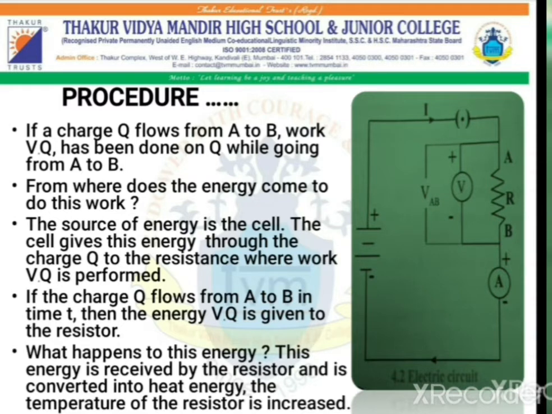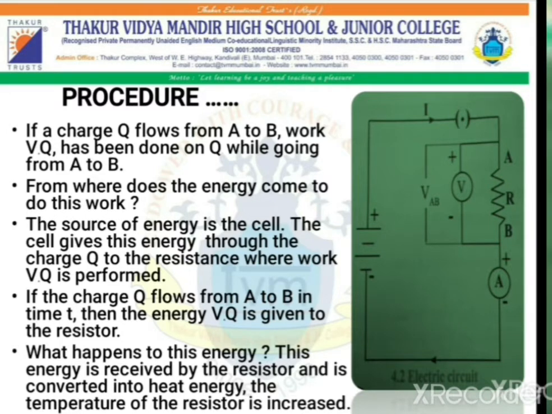Now, in this diagram, if you observe it, if a charge Q flows from A to B, work VQ has been done on Q while going from A to B. From where does this energy come to do this work? This source of energy is the cell. That is, the energy is supplied by the cell. And as we know, the electric current flows from higher energy level to the lower energy level. In this case the electric current starts from the positive end and comes through A and then towards B. That is the reason it is given while going from A to B.